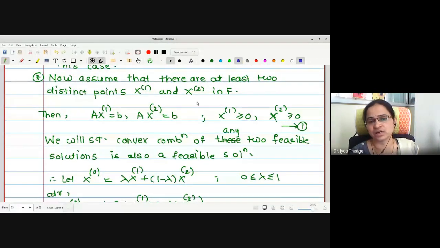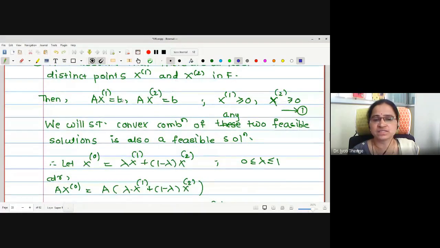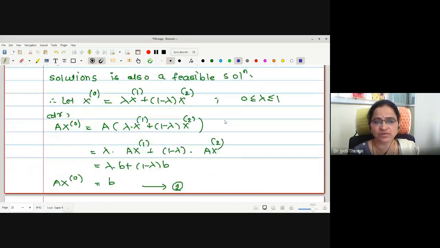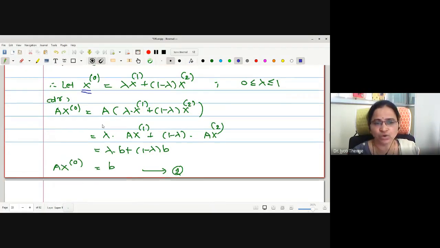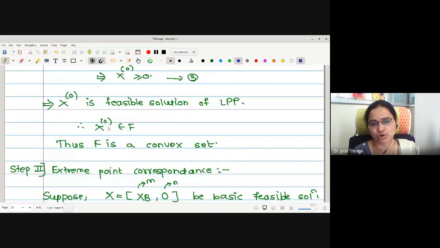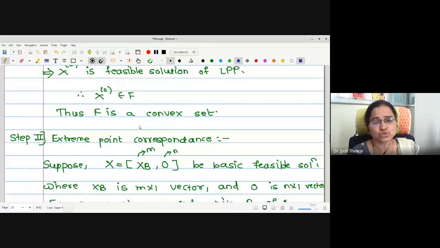Later we started with the consideration that it will have at least two distinct points. If these two points are in F, they satisfy both the restrictions on the given set F. Then we took the convex combination of the two points x1 and x2, say x0, and checked whether x0 satisfies the restrictions on F or not. Knowing x0 satisfies the restrictions, one can say that x0 is a feasible solution to the given linear programming problem. So we have proved that F is a convex set.